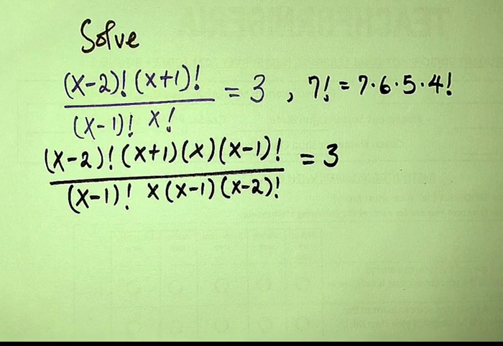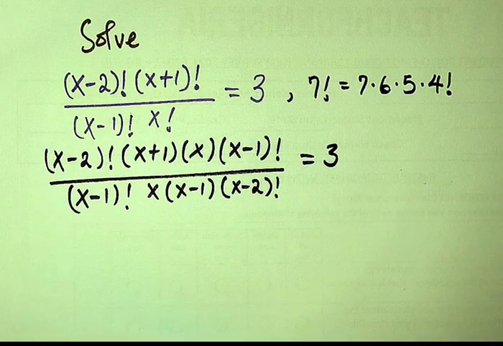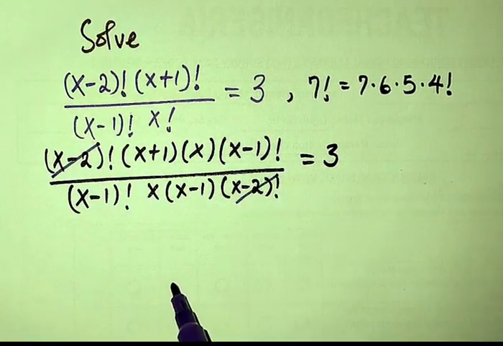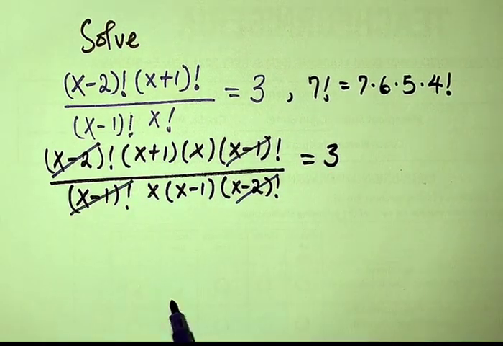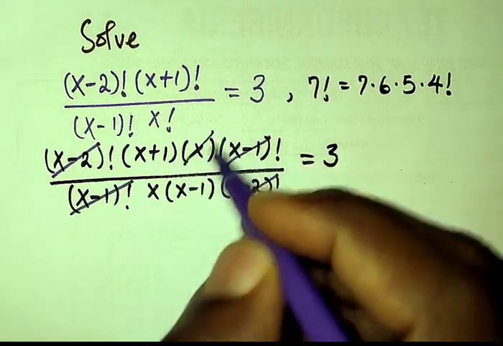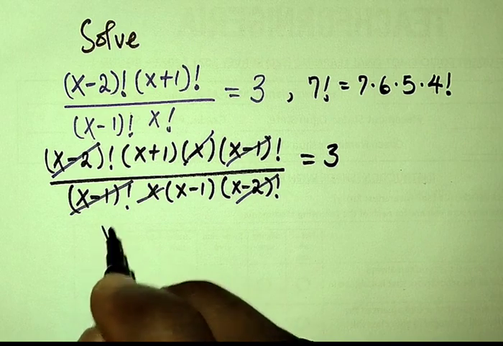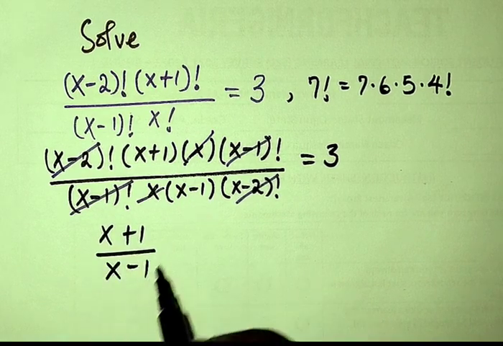So from there, the next thing we are going to do, let's see the common factors that can be cancelled out. When you look at x minus 2 here, we cancel this (x minus 2)!. (x minus 1)!, we cancel (x minus 1)!. x, we cancel x here. So what do we have left? You can see that we have x plus 1 over x minus 1 equals what?